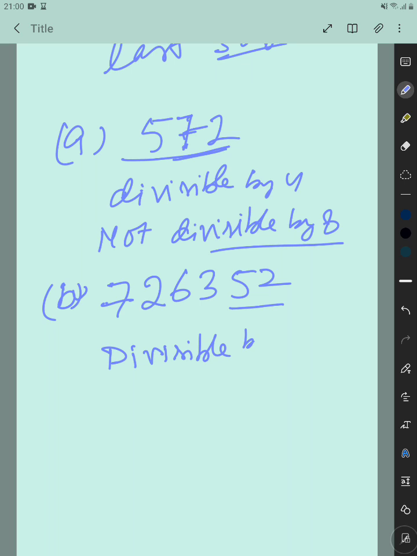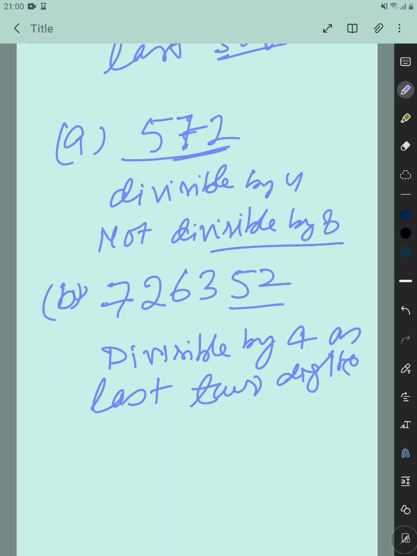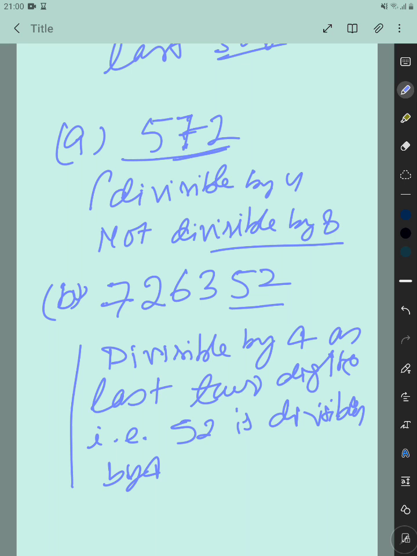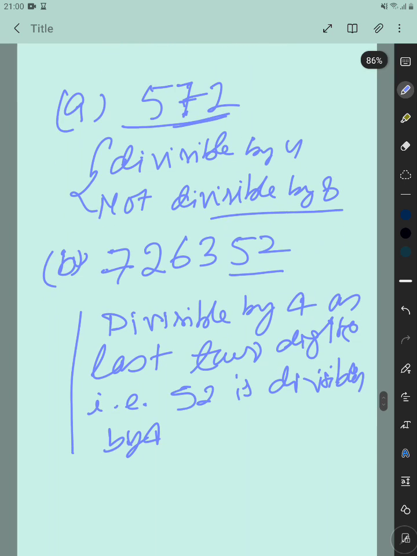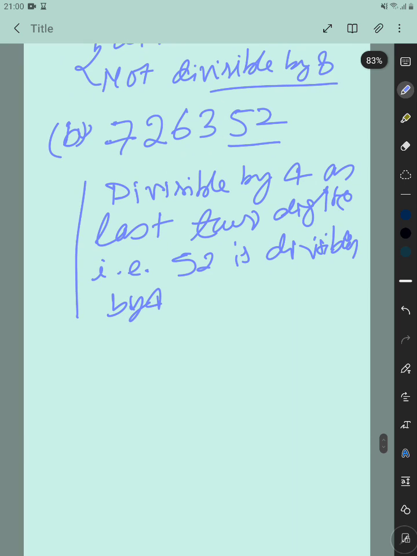You need to write like this: as the last two digits, that is 52, is divisible by 4. We have written here in short, but you need to write it as explanatory like this.